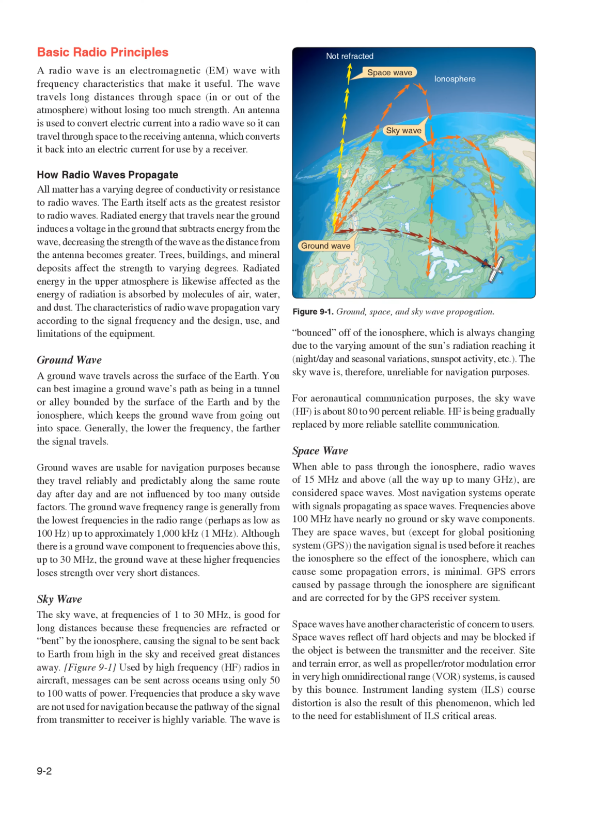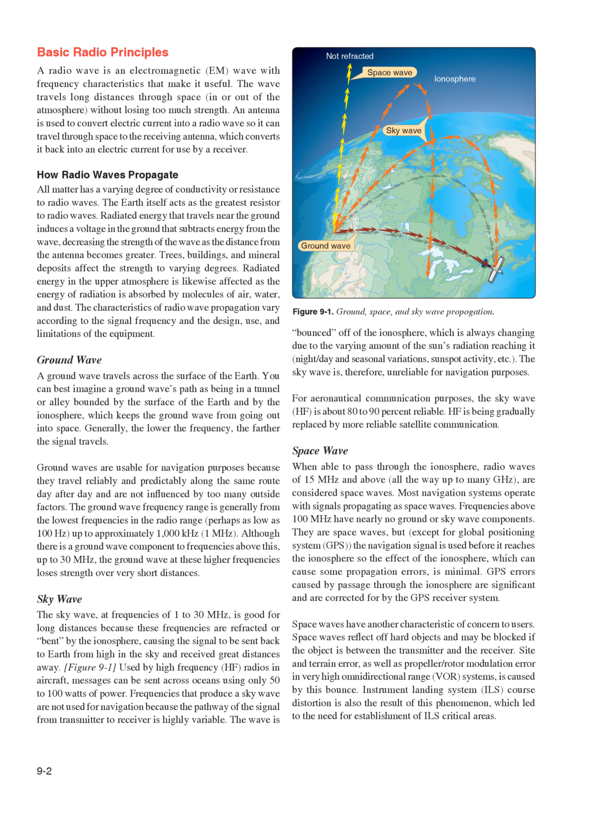Basic radio principles. A radio wave is an electromagnetic wave with frequency characteristics that make it useful. The wave travels long distances through space, in or out of the atmosphere, without losing too much strength. An antenna is used to convert electric current into a radio wave so it can travel through space to the receiving antenna, which converts it back into an electric current for use by a receiver.